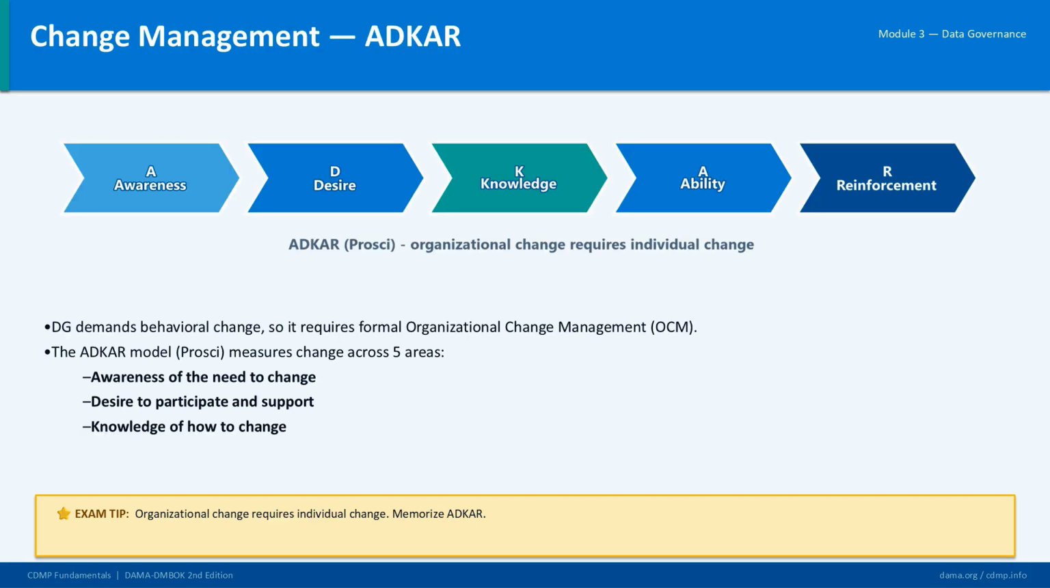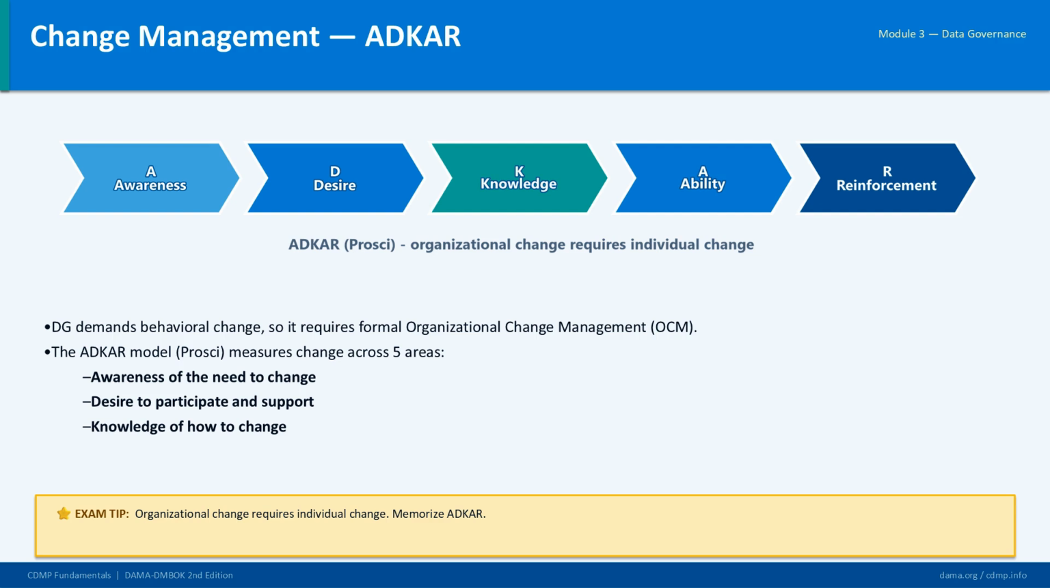Because governance demands real behavioral change, it requires a formal organizational change management process, and one of the foundational tenets is that organizational change requires individual change. The model the DMBOK references is ADKAR, from ProSci, which measures change across the 5 stages shown on screen.